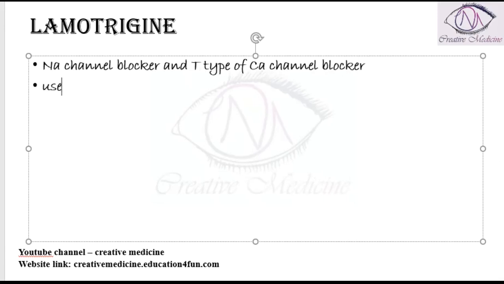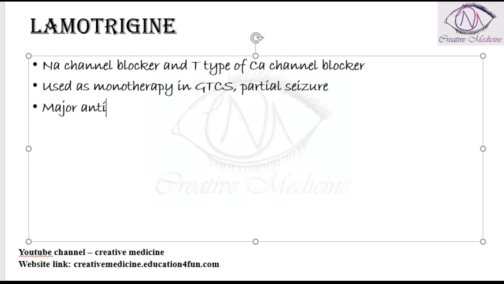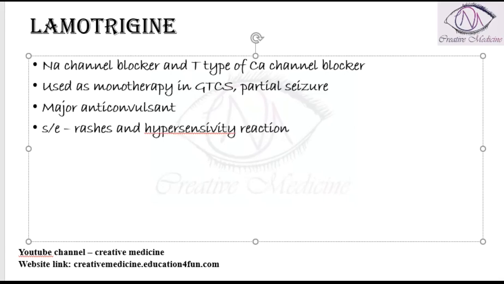So lamotrigine is used as a monotherapy in generalized tonic-clonic seizures. It is used as a monotherapy in partial seizures. It is a major anticonvulsant. The side effects of lamotrigine include rashes, and hypersensitivity reactions are seen with lamotrigine.